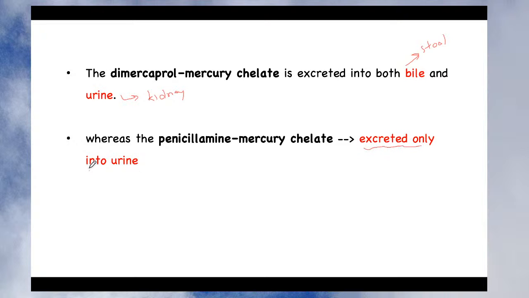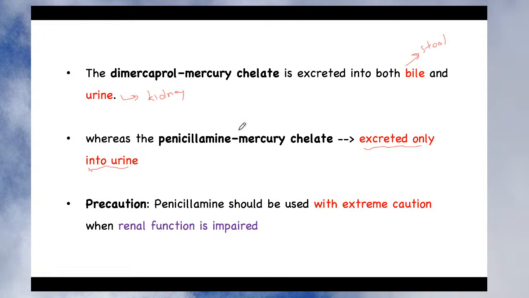Since anything which is excreted only into the urine is a matter of concern in a patient suffering from renal function impairment, right? If any patient is suffering from kidney impairment or his renal function is impaired, then what will happen? Since it is only excreted into the urine, it will not be excreted because their kidneys are already compromised, their functions are already impaired, right? So penicillamine should be used with extreme caution when renal function is impaired.